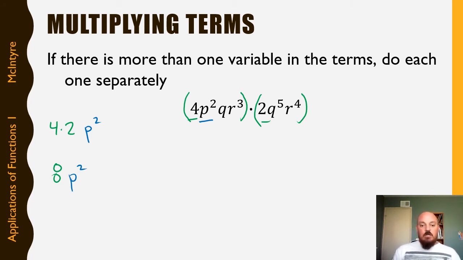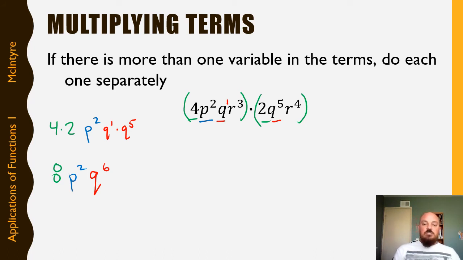Okay, the third part is the q's. So I have a q, which remember, I'm going to put the little 1 here to remind myself this is q to the first power. And then here I have q to the 5th power. So I'm going to multiply that: q to the first times q to the 5th, and I add those exponents. 1 plus 5 gives me 6. So I'm going to have q to the 6th power.